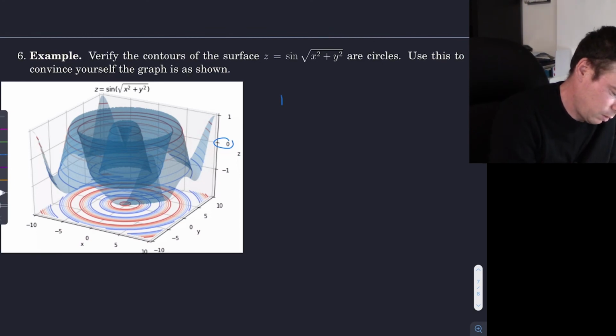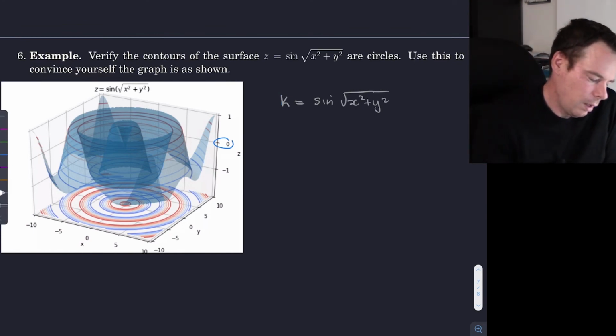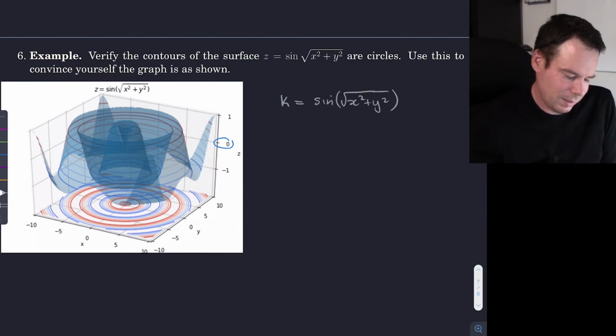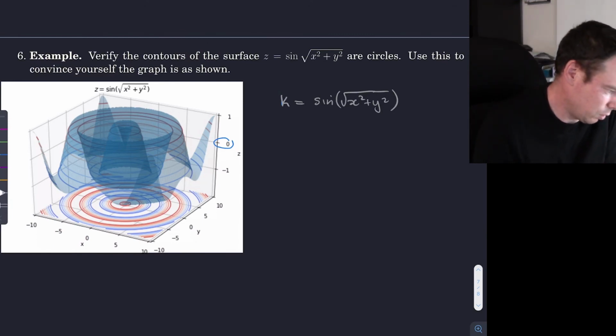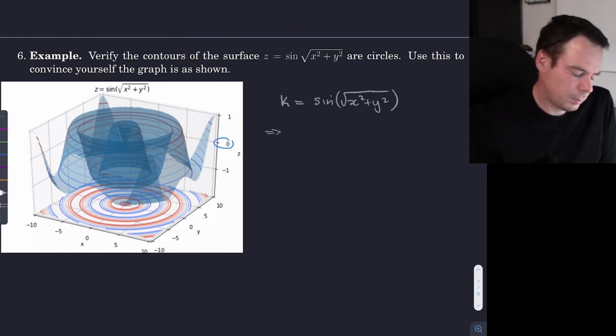Well, the way we get our level curves is we take our function, we set it equal to k, where k is our arbitrary constant, the height that we're going to slice this thing at. And when we do this slice, we get an expression that looks like this. And now what I'd like to do is try to get this in a form that I can see is a circle. So the thing to observe at this point is that k is any value. K can be any real number.